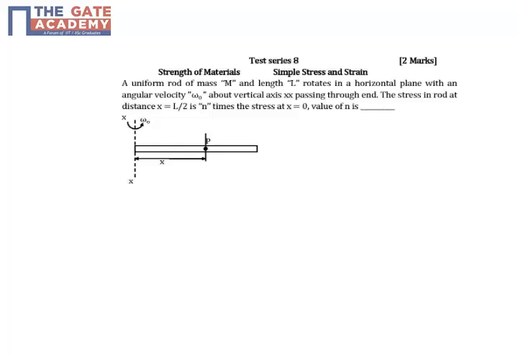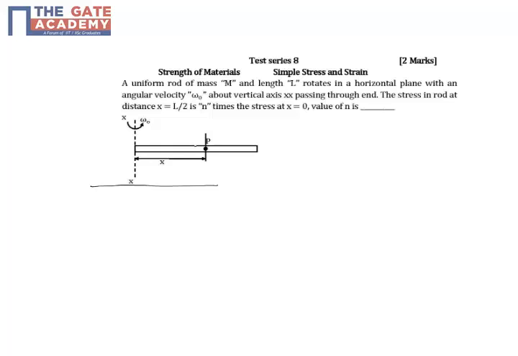Let's discuss a question from strength of materials. You have a rod spinning about its end, with the spinning axis vertical, so the rod spins in the horizontal plane. What is asked is that the ratio of the stress in the rod at x equal to L by 2 to the stress at x equal to 0 is n times. So the value of n is asked.